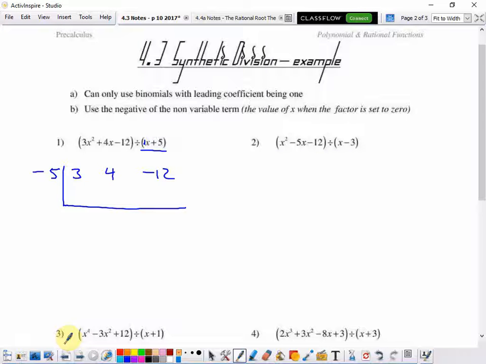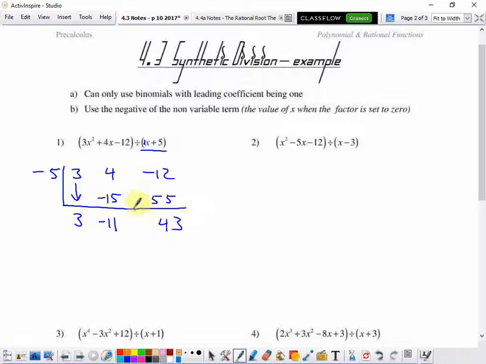Now to divide, first we're going to bring down that number. And then we're going to multiply. Negative 5 times 3 is negative 15. Then we're going to add. 4 plus negative 15 is negative 11. Then we're going to multiply. Negative 5 times negative 11 is 55. And we're going to add. Negative 12 plus 55 is 43.